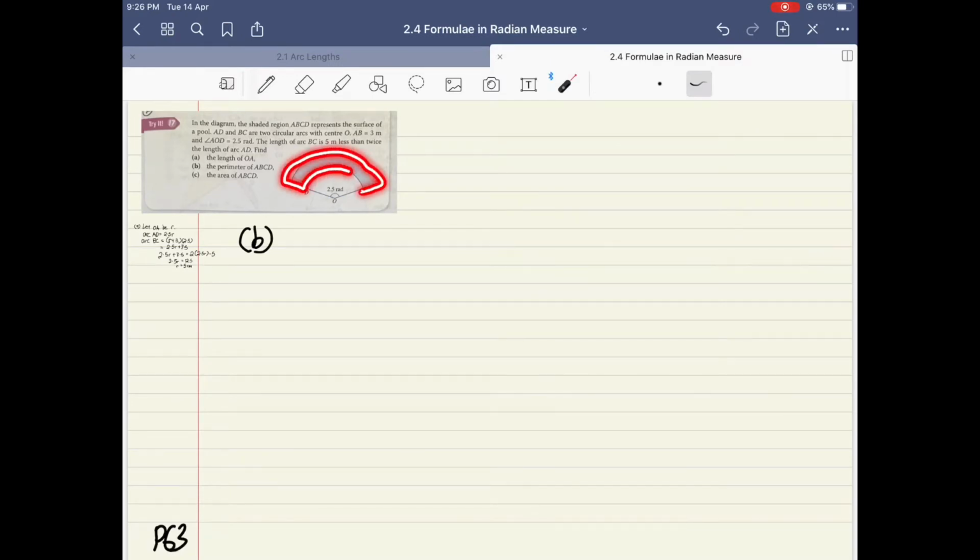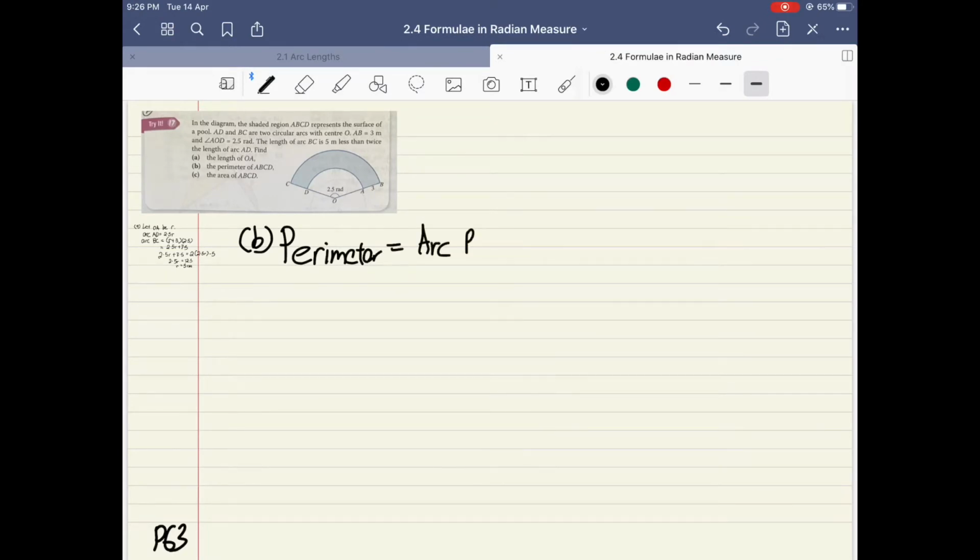What we want to find is the perimeter of ABCD. So be careful, it's made up of 4 parts. The first part is made up of the 2 arcs. Then don't forget to add the 3 cm and the 3 cm there. So let me just write it down now. The perimeter is equal to arc BC plus arc AD plus 3 plus 3.